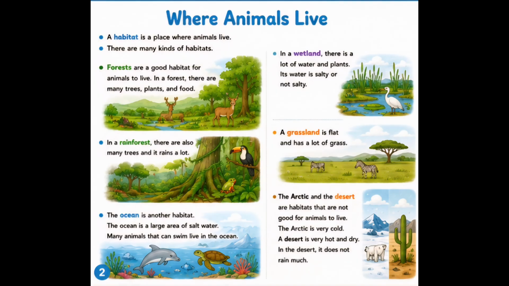The Arctic and the desert are habitats that are not good for animals to live. The Arctic is very cold. A desert is very hot and dry. In the desert, it does not rain much.